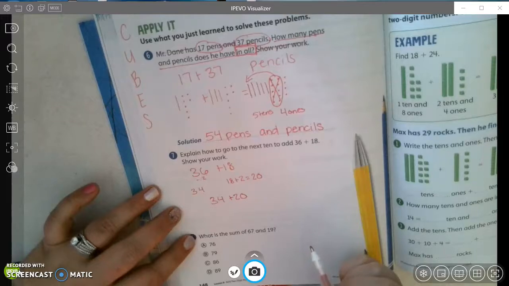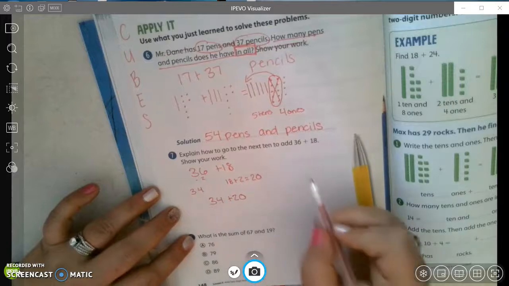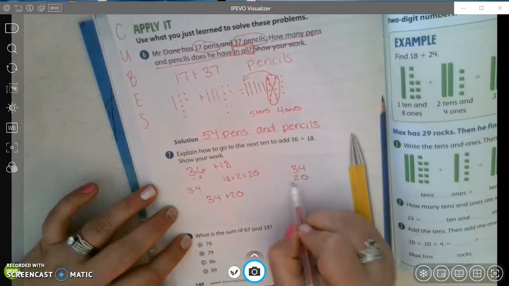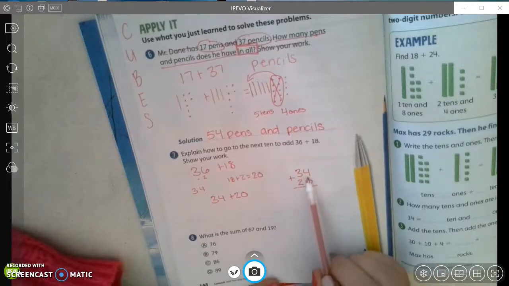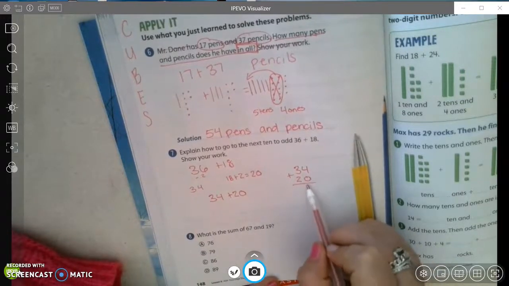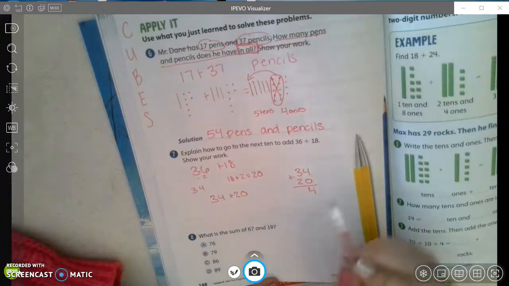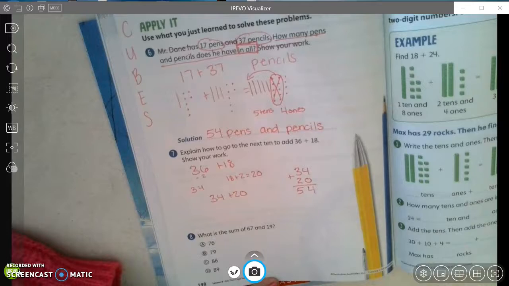And for this one, whenever we have a 0, it's always easier to add, because with 34 and 20, if we put them like this, anything plus 0 is always its number, so the 4 just drops straight down. And then what's 3 plus 2? 5. Okay? So it's 54.